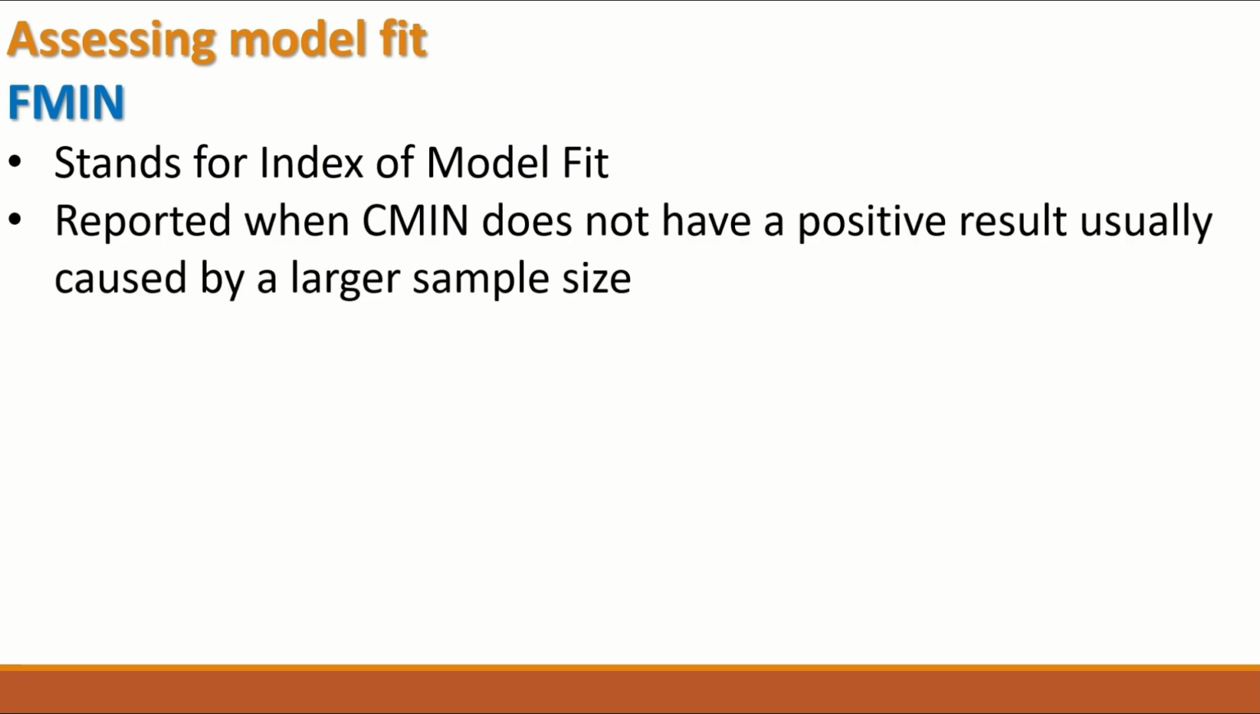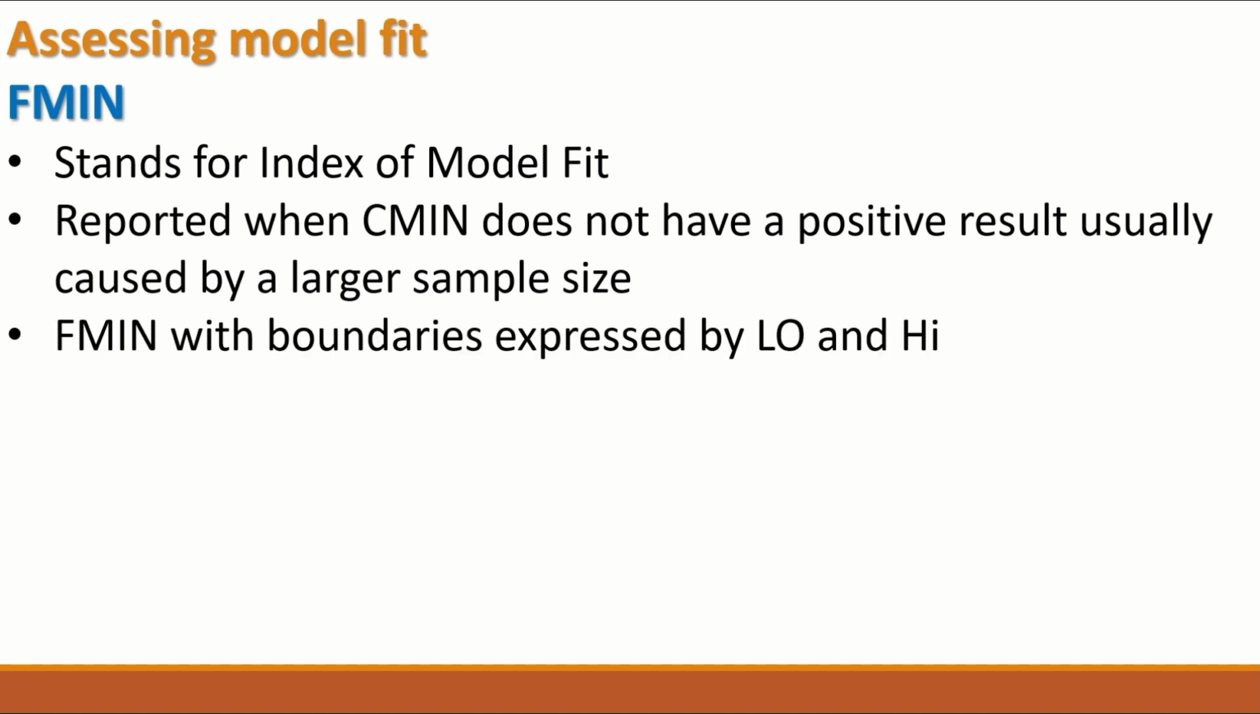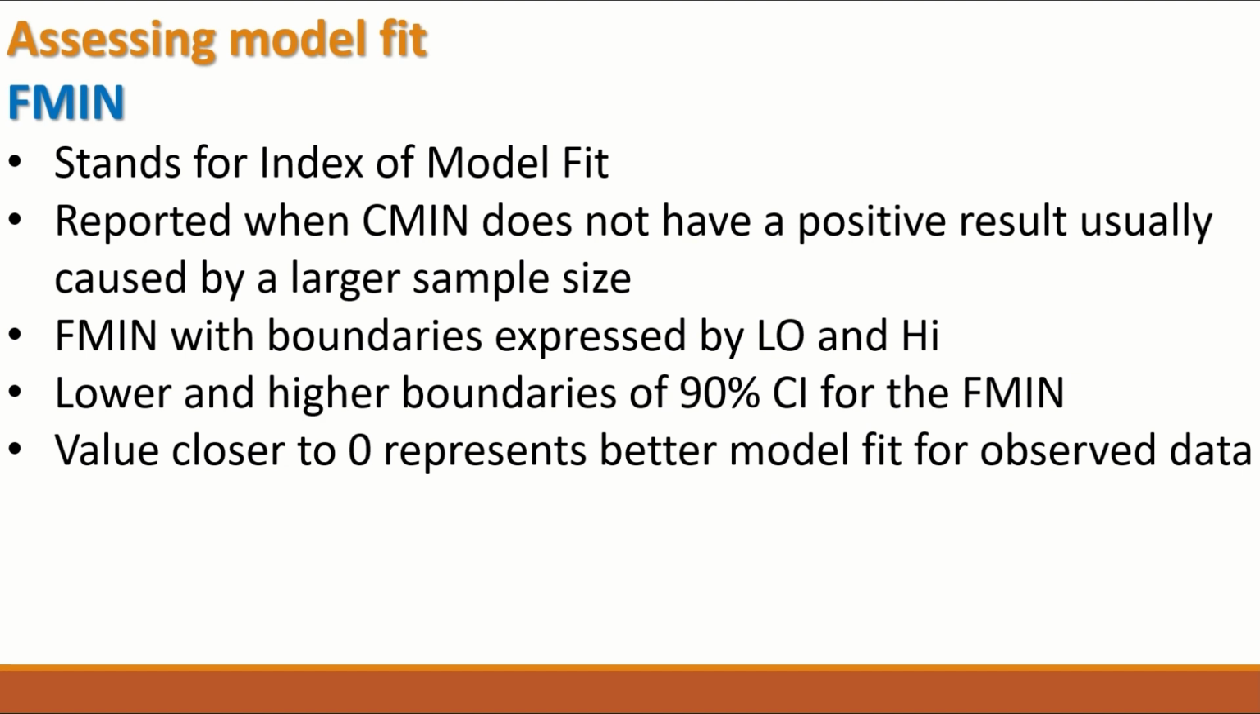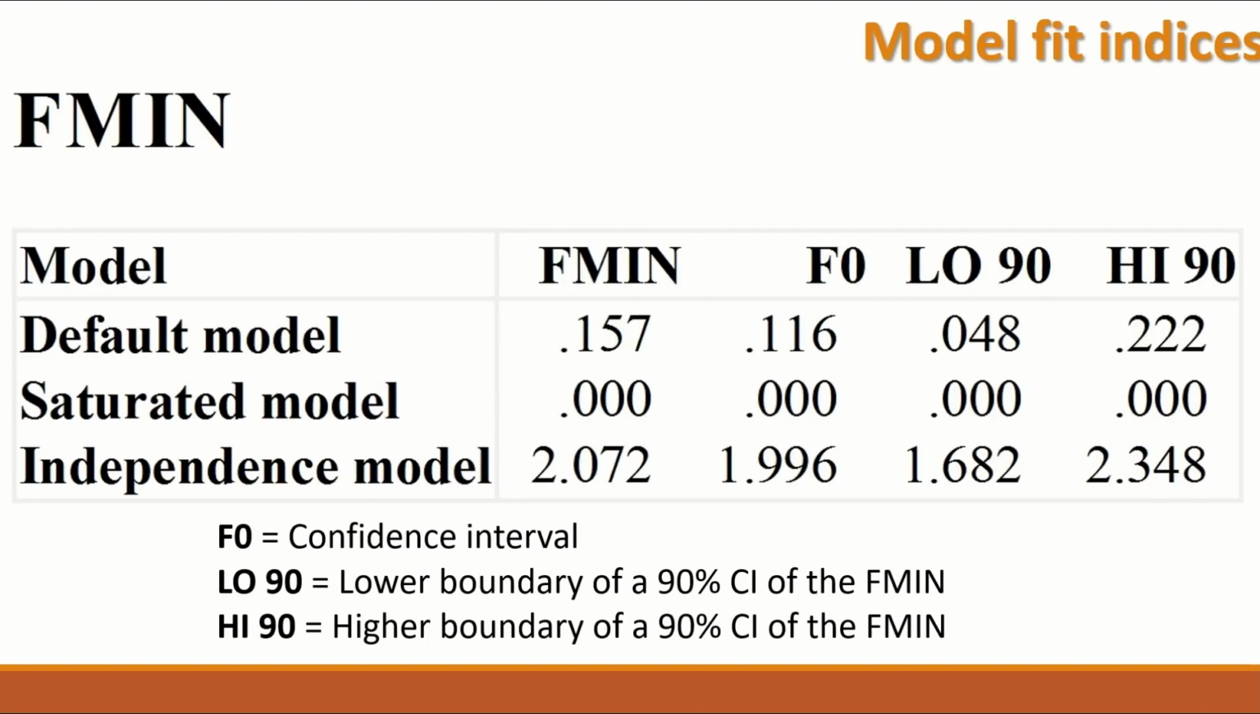It is used and reported when the Spearman does not have the positive result, usually caused by a large sample size. The Spearman is described with boundaries expressed by low and high, the lower and higher boundaries of the 90% confidence interval for FMIN. A value for FMIN close to 0 represents better model fit for the observed data, 0 being the perfect fit.